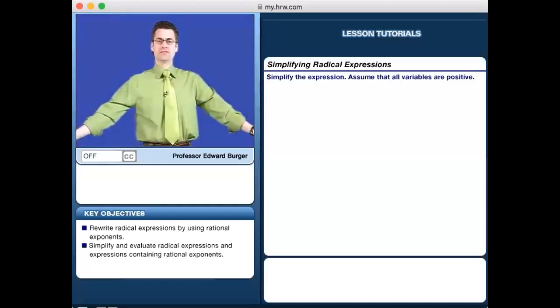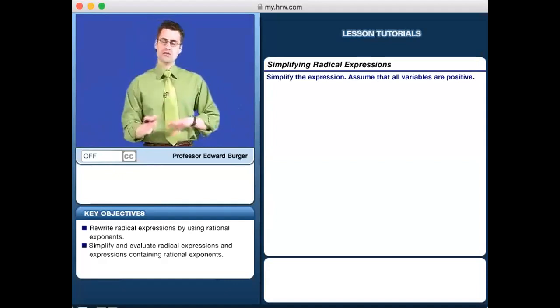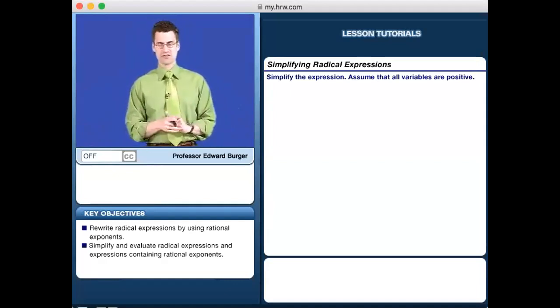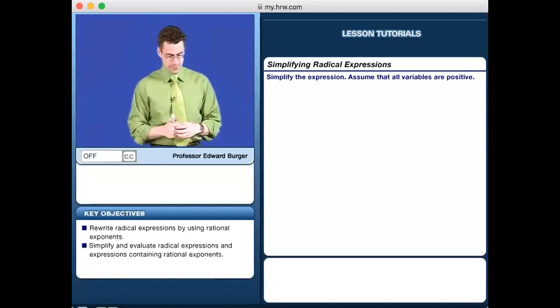Let's see how we can simplify different roots. Just for the sake of argument, we're going to assume that all the unknowns, all the variables that we see are positive, so we don't have to worry about whether the roots really exist or not. So everything is positive. All right, here we go.